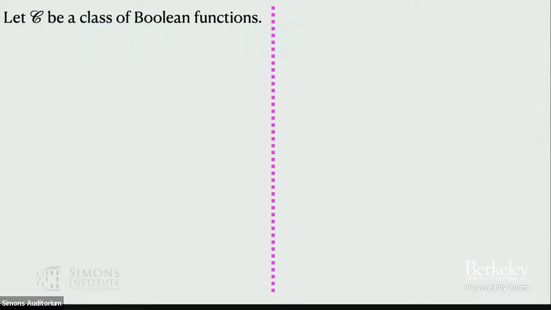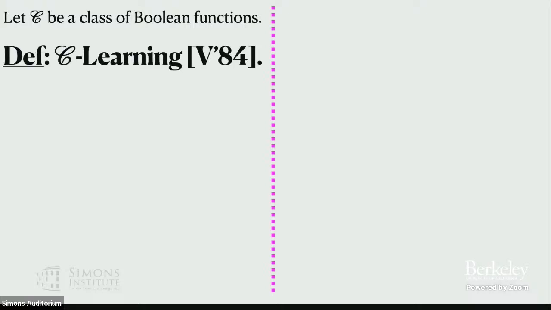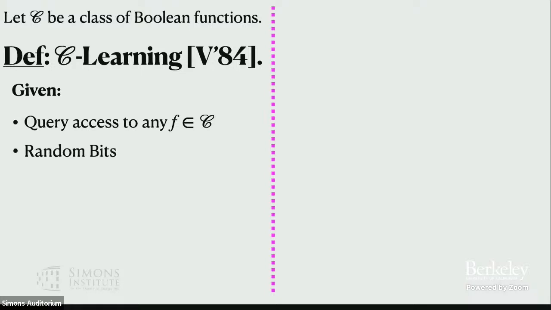So curly C is going to be a class of Boolean functions. I'm going to define a very relaxed version of Valiant's PAC model from 1984. What I give you is query access to any function in the concept class, right? So you can ask me for particular examples. You control the questions you ask. I give you random bits so you can toss coins. I think the last 3 talks have told us how important those are. So those are useful for the learner to have.